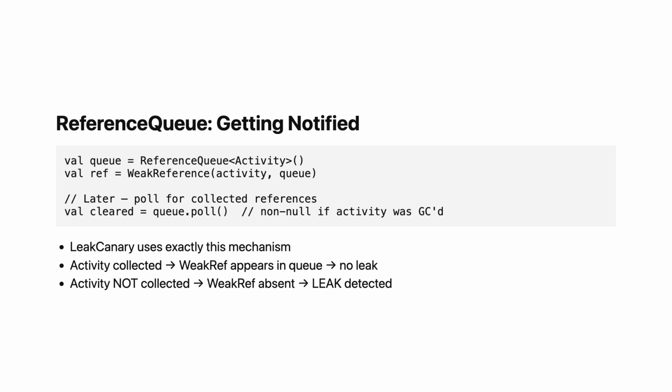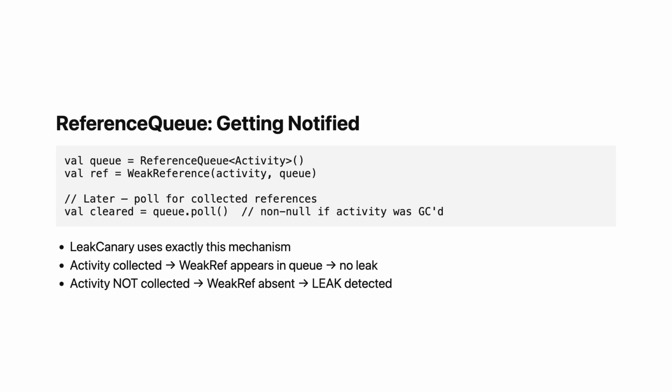You can build your own cleanup mechanisms with a ReferenceQueue. A common pattern is a background thread or coroutine that polls the queue periodically and cleans up resources associated with collected objects, removing entries from maps, closing native handles, or releasing buffers. It is a powerful low-level primitive for resource management.